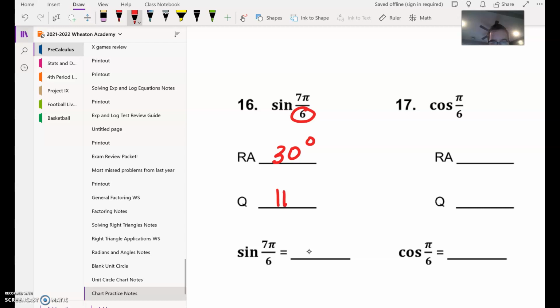That's quadrant 3. And my video is about to end, so I'll tell you this. Sine of 30 is 1/2, and it's negative. Good luck.